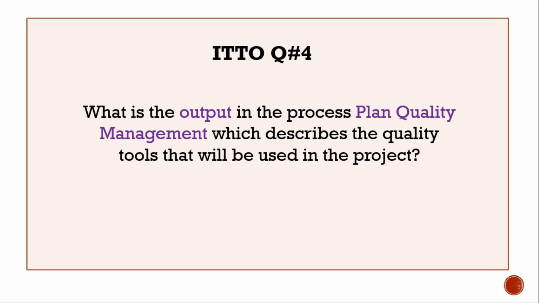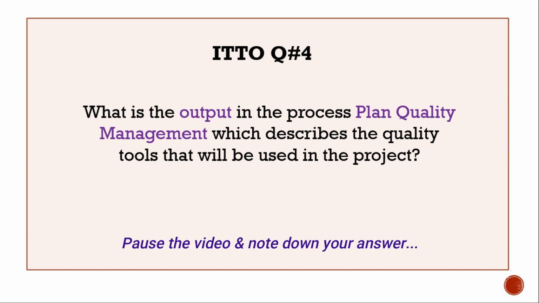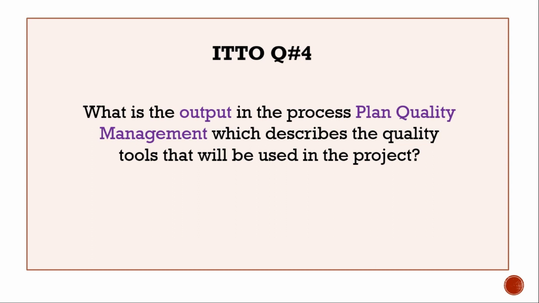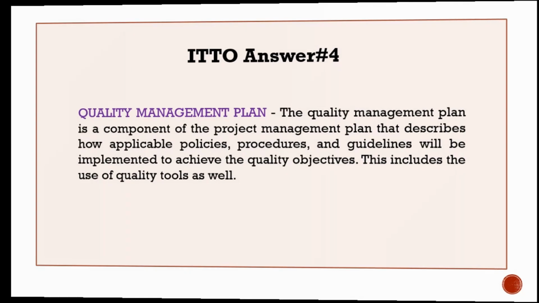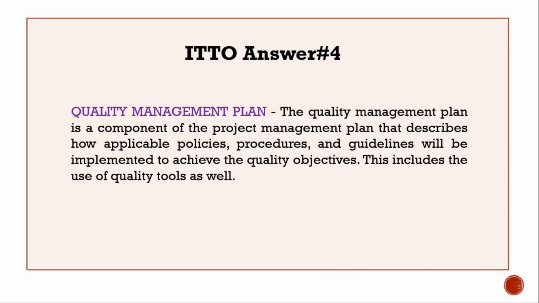ITTO question number 4. What is the output in the process plan quality management which describes the quality tools that will be used in the project? The answer: quality management plan.